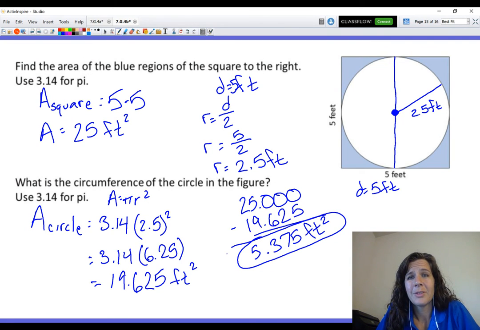I hope that helps. If you're still struggling, maybe go back and watch the video again just to work through these problems again and understand the concept of the area of a circle.